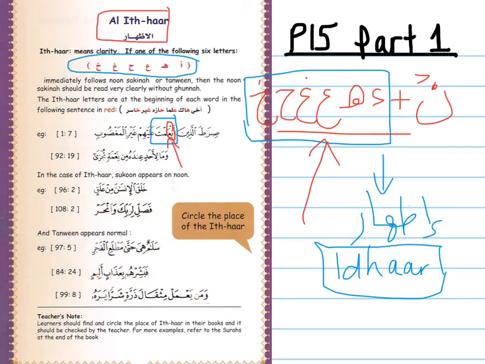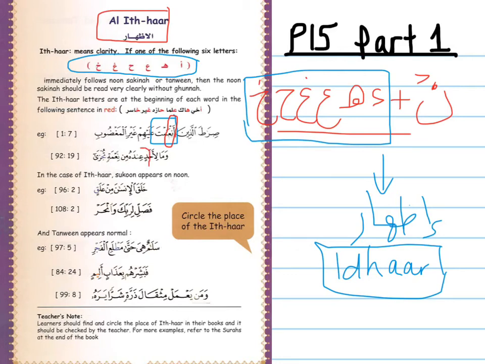It's one of these, this letter here, if you can see it. So what we do is we clearly say this N is pronounced very clearly. So we say صراط الذين أنعمت عليهم. أنعمت. We don't say أنعمت or أنعمت. No. أنعمت عليهم.